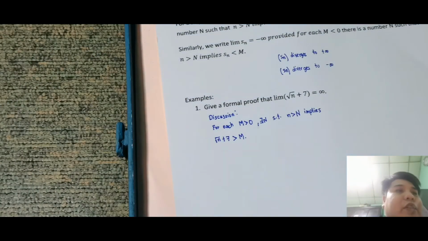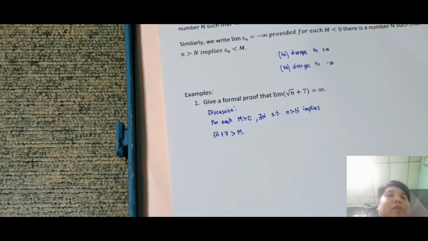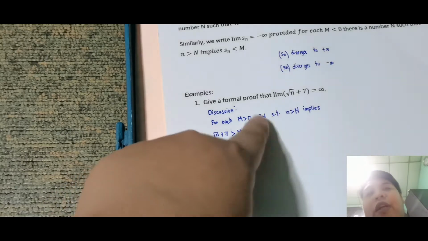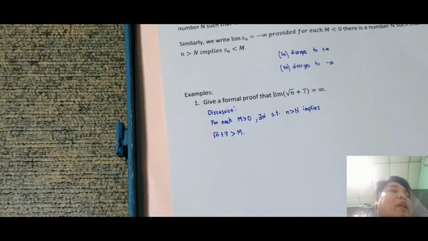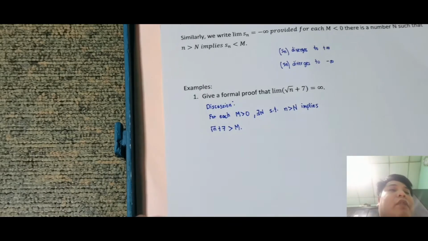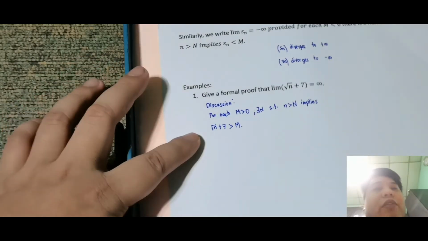Okay, so ayan yung start ng discussion natin. So for each m greater than 0, there exists N. Yung N is dependent sa m. So meaning, hahanap tayo ng capital N, which is in terms of m. Ganun yung gagawin natin. Then such that n is greater than N implies square root of n plus 7 is greater than m. So ganun ulit, consider natin tong part na to.